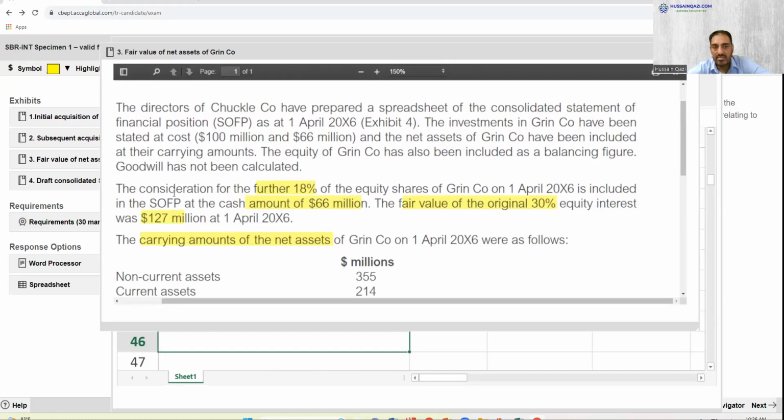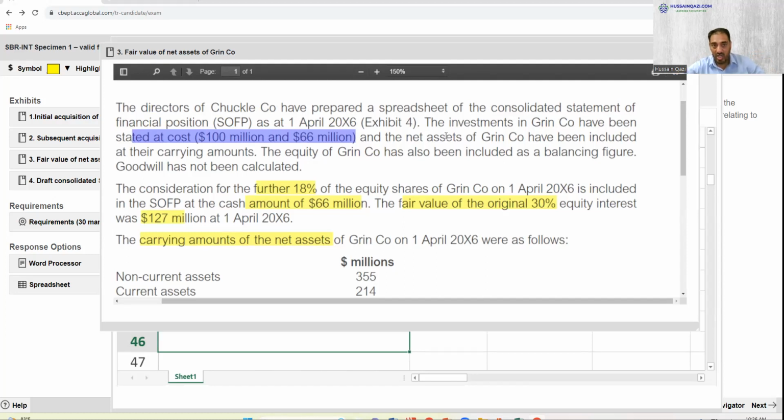Working one: that is investment in associate. So quickly take a reference of all details. Number one, here mention that the directors of Chuckle, that's exhibit 3, have prepared a spreadsheet for the consolidated statement of financial position, 1st April XX. Investment in Grin has been stated at cost, 100 million and 66 million. So original 30% cost 100, further 18% 66.